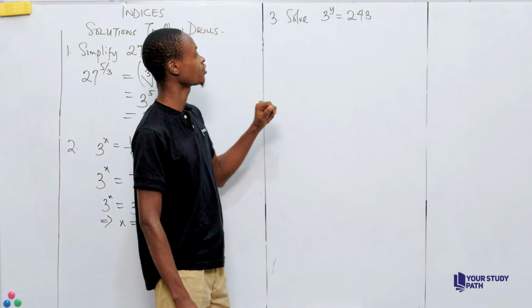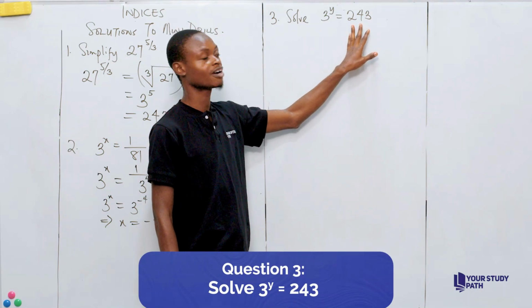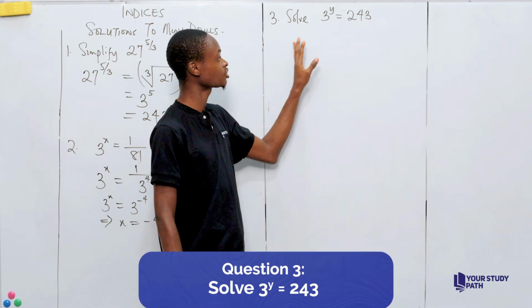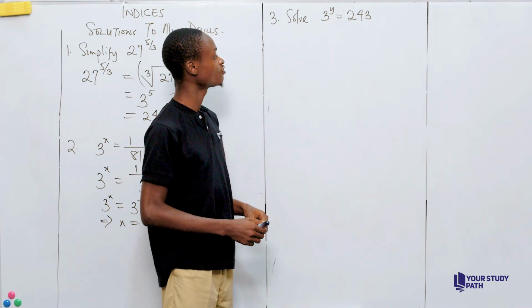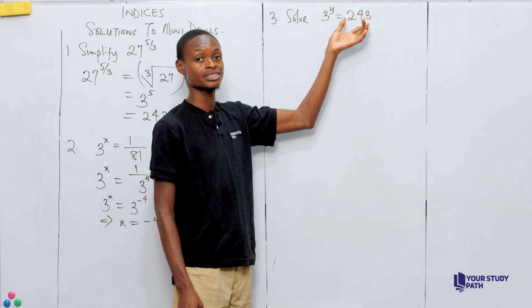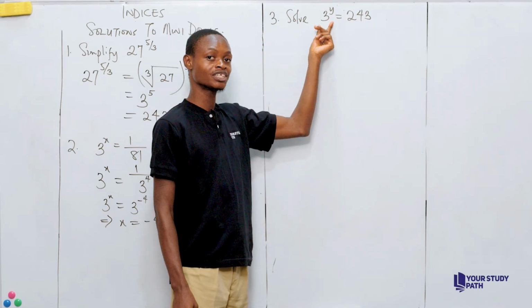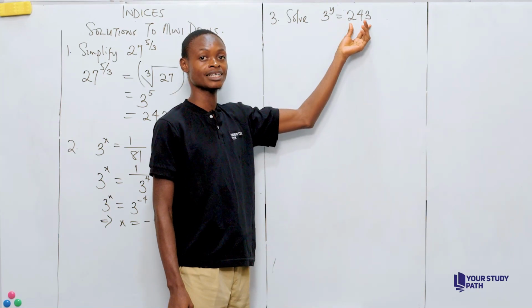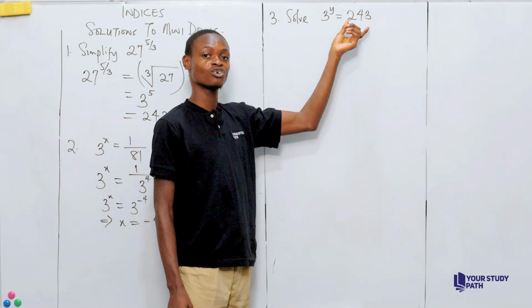For our third question, we have to solve 3 raised to the power y equals 243. Now for this case, we just have to find the value of y. That's all we need. Now to do this, the very first thing we have to do is express the right hand side as a simple indices. We already have a simple indices for the left hand side, so it means we have to just rewrite the right hand side as a term expressed with the base of 3.